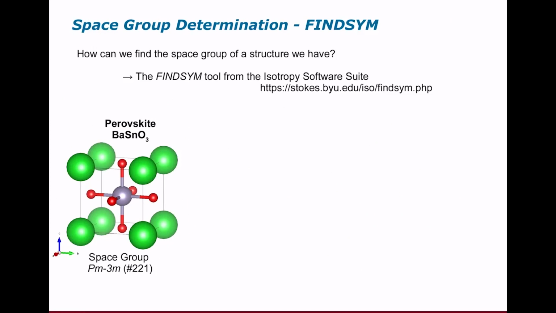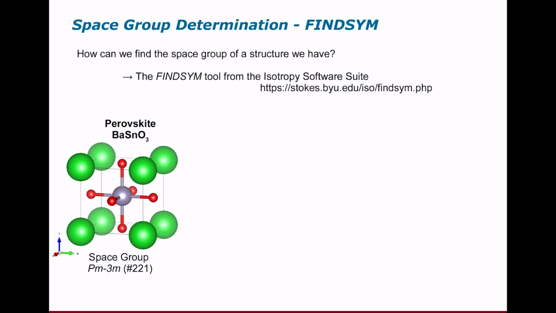There's this tool called FindSim in the Isotropy software suite, the other website that I mentioned that I will refer to often in this talk. For any given crystal structure, it gives you the space group within, well, milliseconds. If you imagine how you would find the symmetry of a crystal structure, you would be looking for these rotation axes and mirror planes and so on, right?